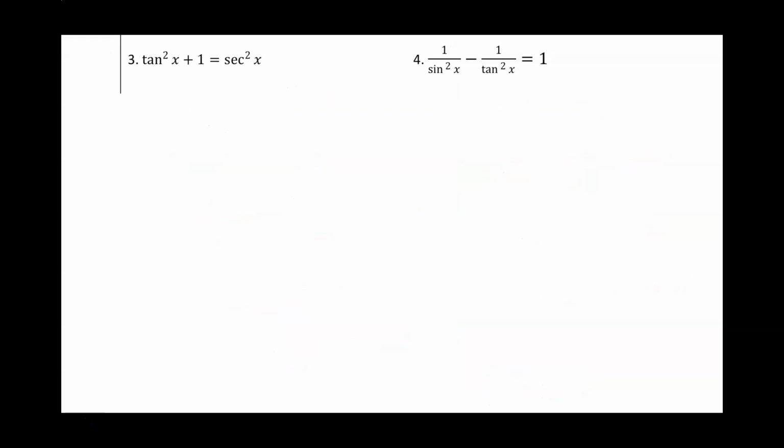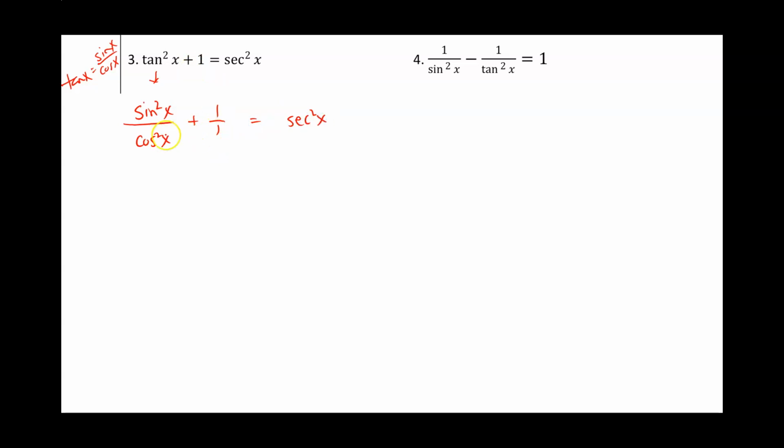Let's do another one. We have tan squared x plus 1 equals secant squared of x. So once again, let's take our tan squared x. And we know that tangent is sine over cosine. Tan x is equal to sine x over cos x. So tan squared of x is going to be sine squared of x over cos squared of x plus the 1, which I want to write as 1 over 1, equals secant squared of x.